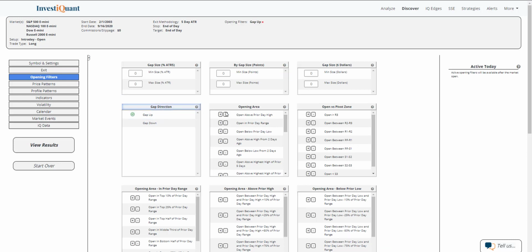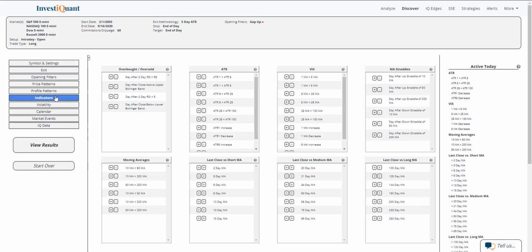We also have opening areas that you may want to dig into, because we very well could be opening above the prior day high. I'm not sure right now. We are trading higher and we're trading in that general area. So I'm just going to keep it a little bit more generic and say simply gapping up, but you can dig into that later if you'd like.